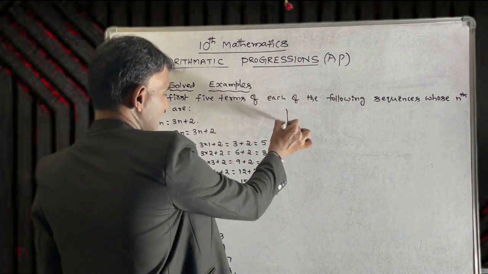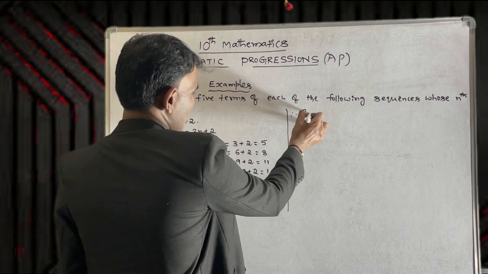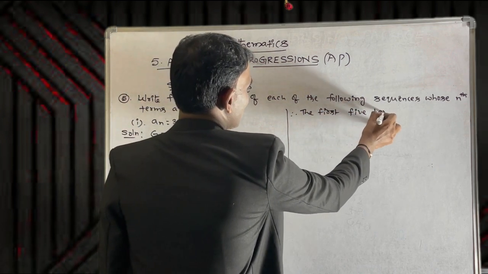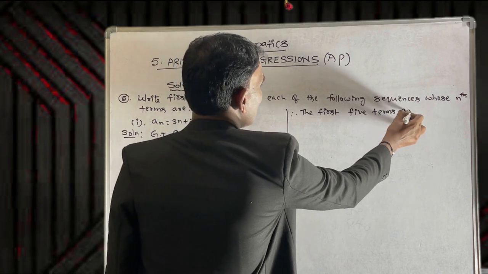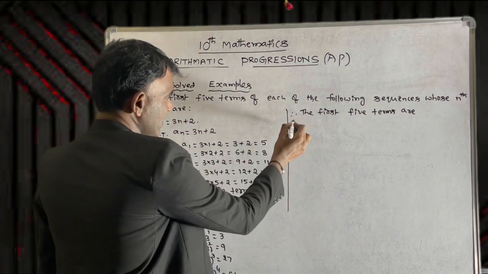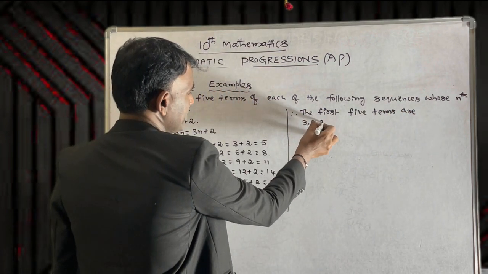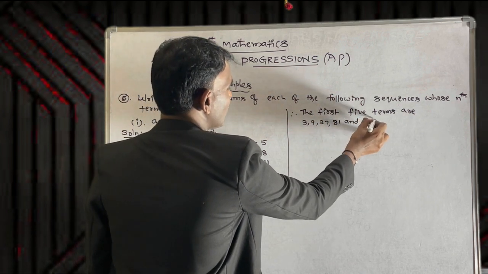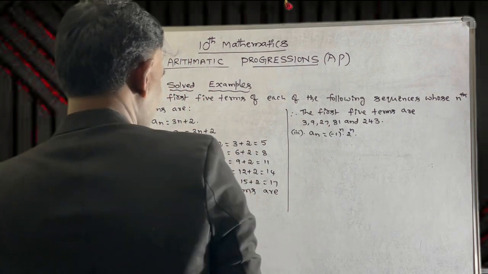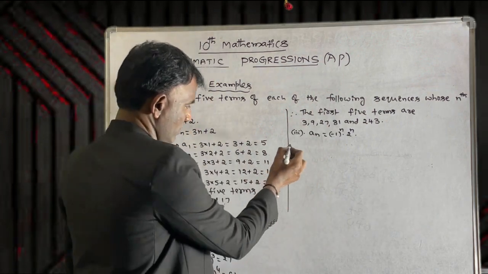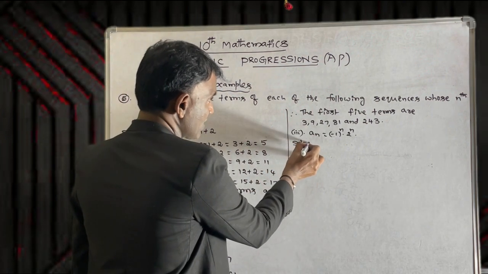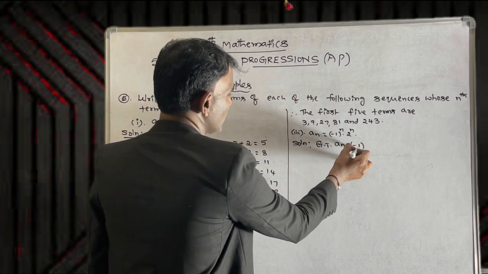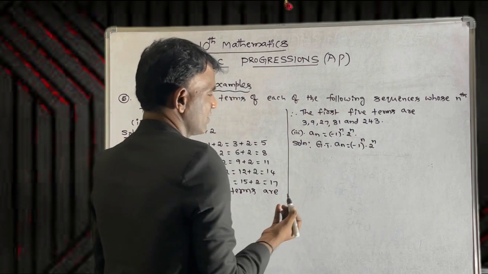So now I am writing here. Therefore, the first 5 terms are, what is the first term? 3, then 9, then 27, then 81 and 243. That is the answer. Now this is the third sub question. What is the given value here? An equal to minus 1 whole power n into 2 power n.